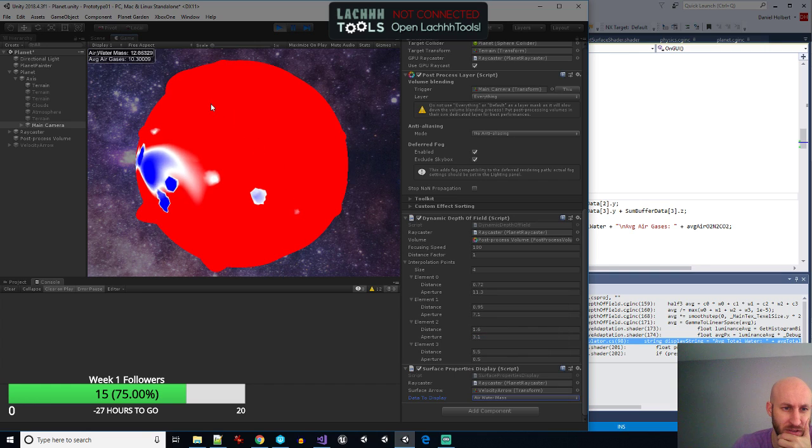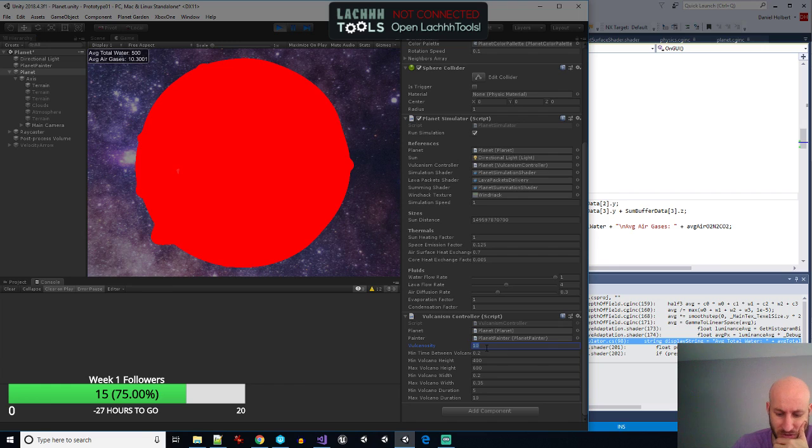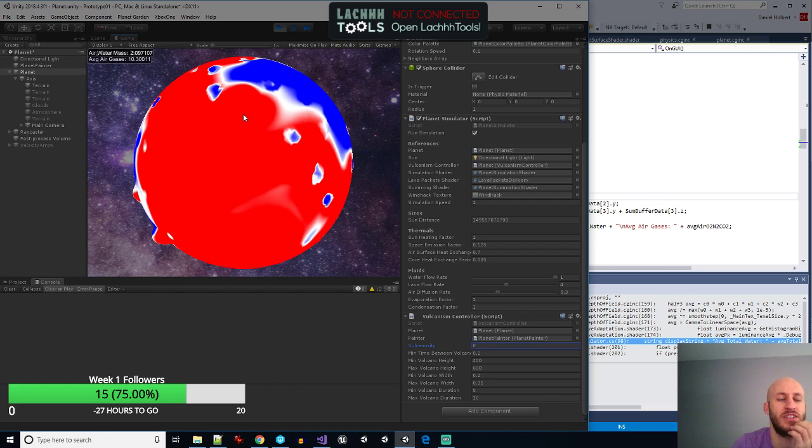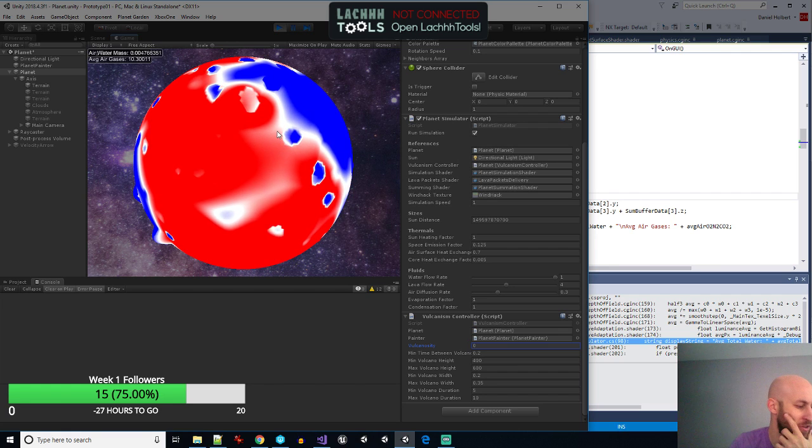Maybe there's a lot of water in the air in certain spots, and it's probably due to the volcanoes. So I have volcanoes running. Let me turn off my volcanoes and see if the air pressure can drop a little bit. And it can. Look at that. Those volcanoes are just creating lots of hot spots. So now I feel a little less crazy.